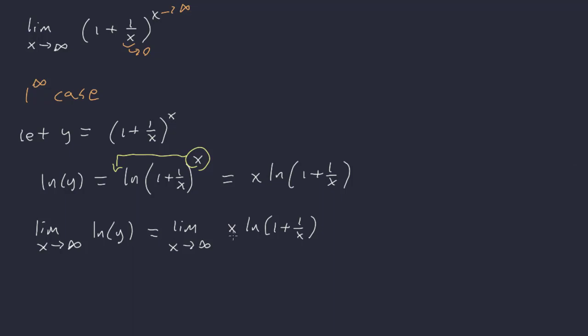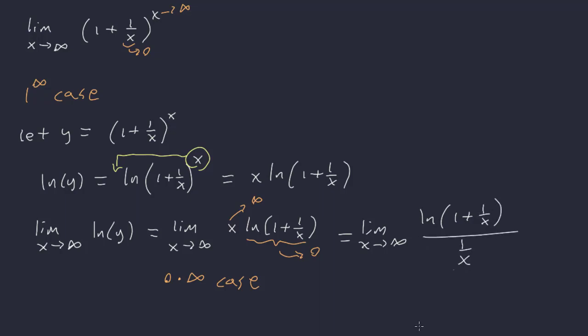So as x goes to infinity, of course, x goes to infinity. As x goes to infinity, this 1 over x goes to 0. So this is going to the natural log of 1. So this whole piece is going to 0. So once again, this becomes a 0 times infinity case. And once again, we will deal with it by rewriting it as a fraction. So we can move this x down and have the limit as x goes to infinity of the natural log of 1 plus 1 over x all over 1 over x.